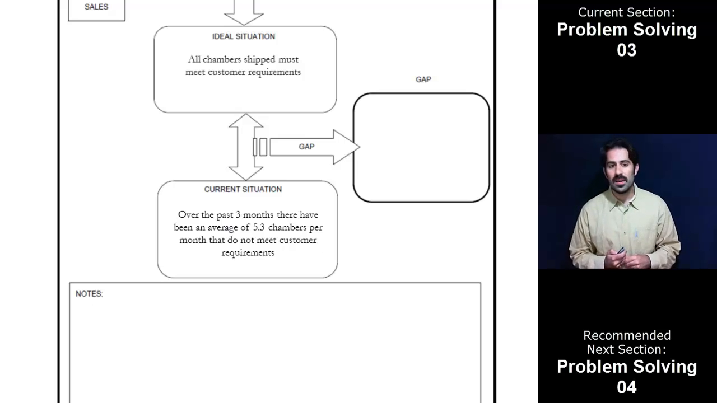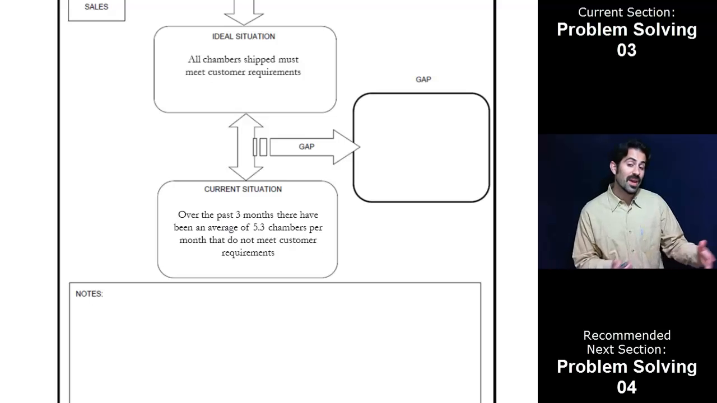For here in the example, we threw in that over the past 3 months there's been an average of 5.3 chambers per month that don't meet that requirement. Now that came from that bar chart that they found in the data, but what you'll find is that data goes back quite a ways. So we could have described this in terms of what happened last month, or an average over 6 months, or an average over a year.